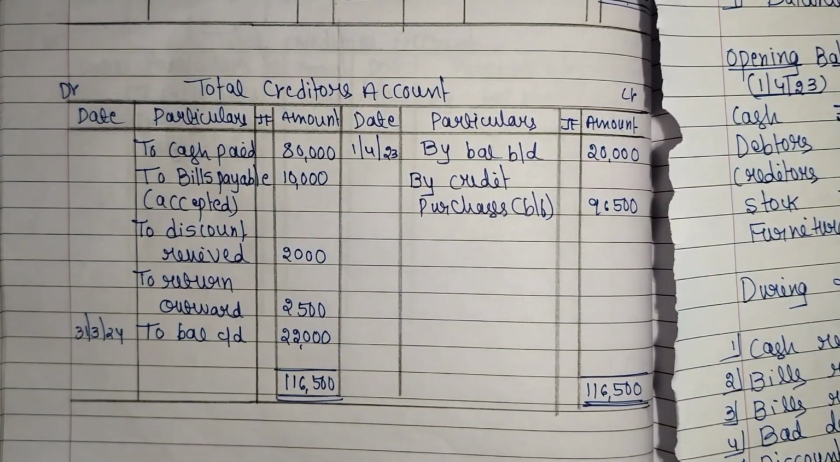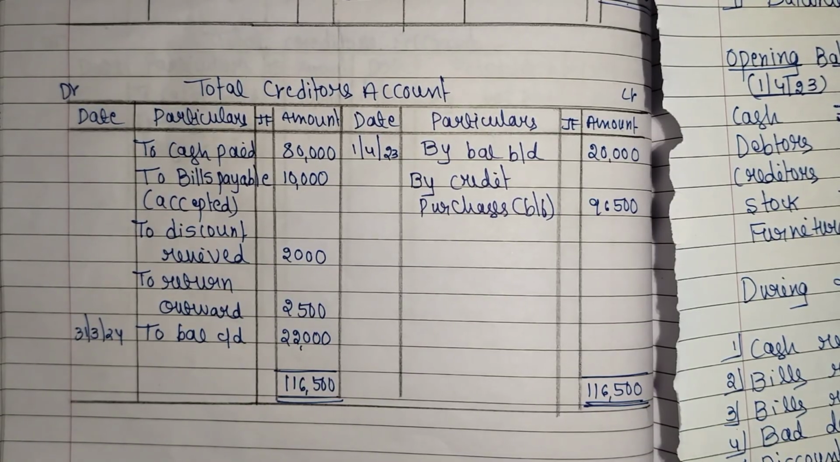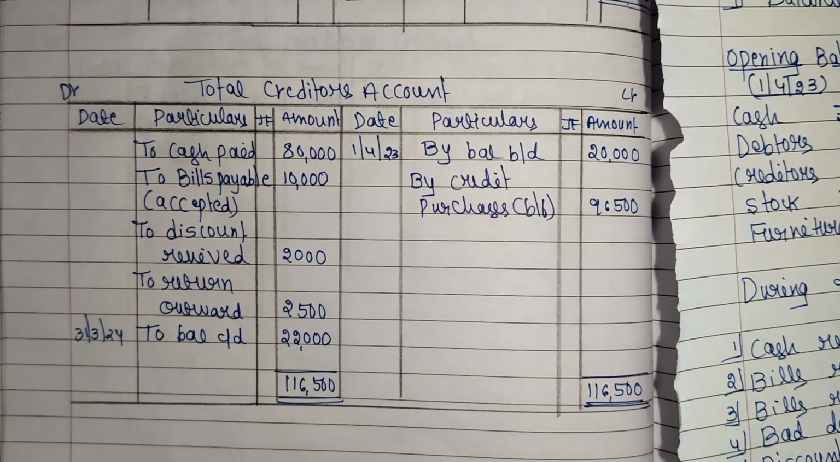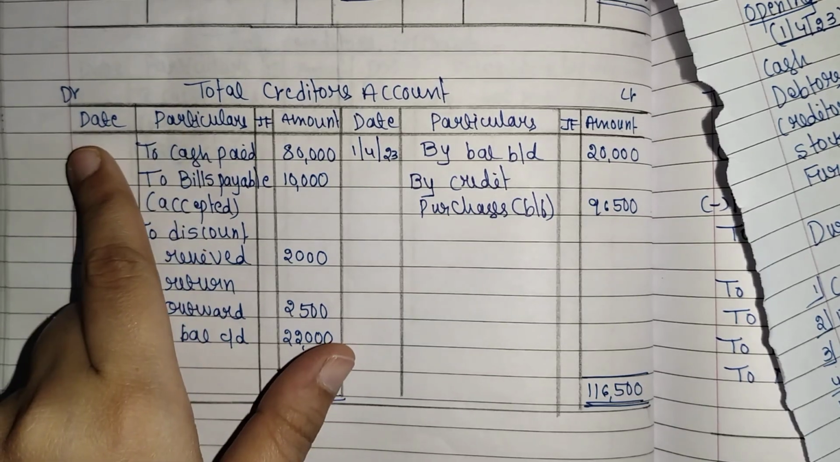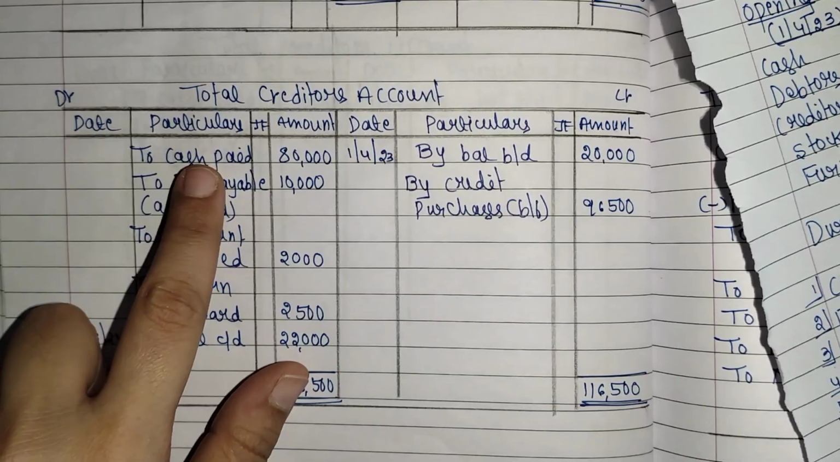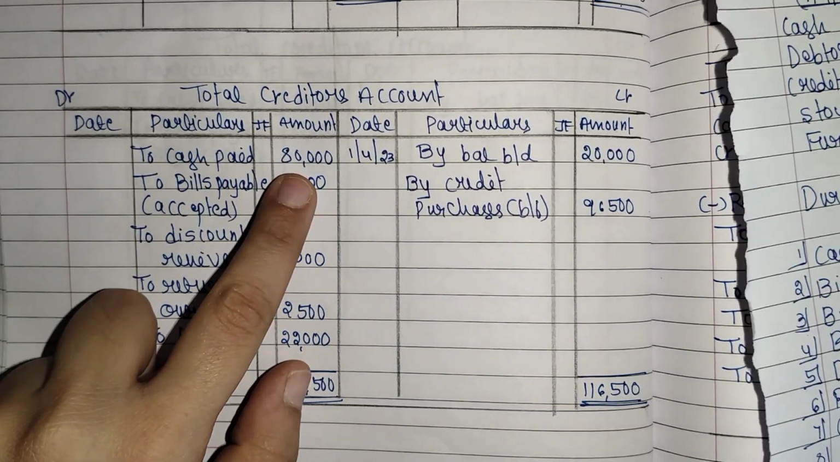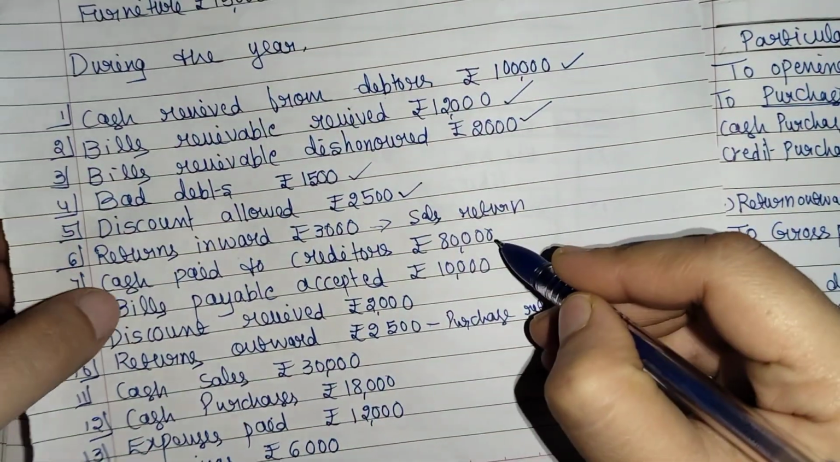What I said, if the debtors reduces, we need to enter on the credit side in the debtors account. But creditors account is exactly the opposite. If liability reduces, we have to enter on the debit side. Here in debtors credit side and creditors account debit side. That is to cash paid. How much? That is rupees 80,000. And next one, this is over.